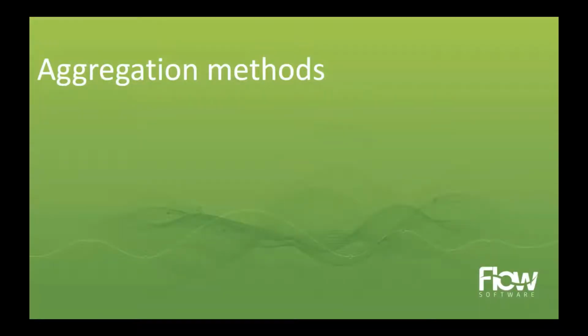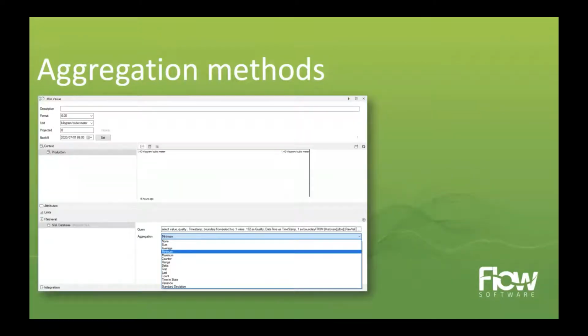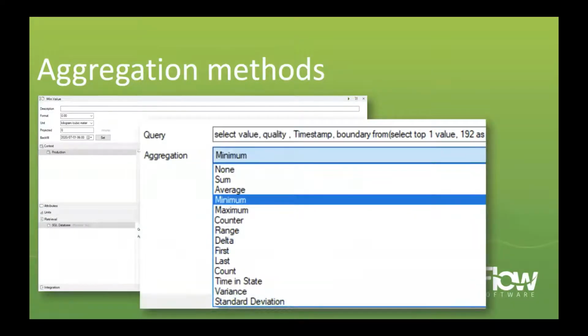Now, what are the different aggregation methods that we can configure in Flow? So when we create a KPI or a measure inside of our Flow system, and it could be either queried from a SQL database or from a historian, doesn't matter, we can, by means of a drop down item here, select a whole bunch of different aggregation methods. And I'll go through all of these aggregation methods in a moment to explain exactly what each and every one of these aggregations does.